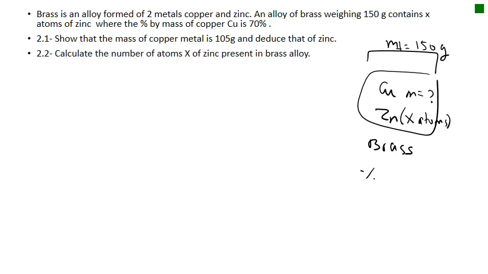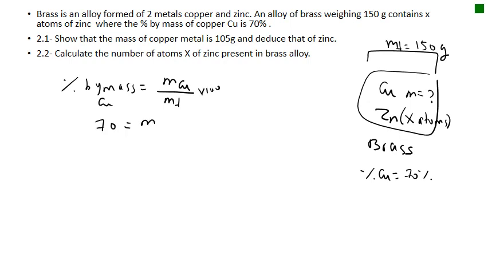It is also given that the percentage of copper in this alloy is 70%. Since the percentage by mass of copper is given, the rule is: percentage by mass equals mass of copper over mass total times 100. Percentage by mass is 70. Mass of copper is unknown. Mass total is 150, times 100. By calculation, we get that the mass of copper equals 105 grams.